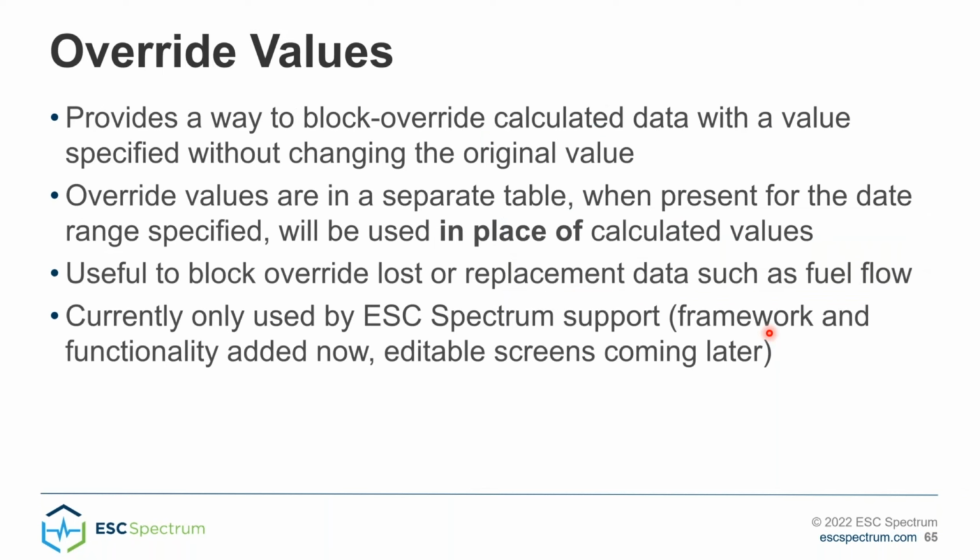We have provided the framework for the ability to override analog values. So if you have a Prism system that has lost some sort of analog input for multiple hours or days, and you can pull that information from, say, PI or the plant and substitute that in, we do have now a mechanism of doing that. It's currently only used by the ESC Spectrum support. There's no editor screen to do that yet, but the framework is there. It is supported now, so we just need to develop a screen to allow users to do that on their own.